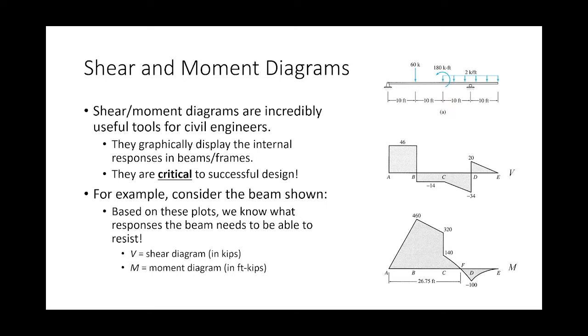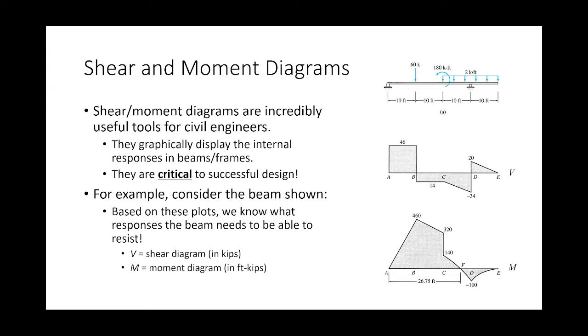I propose to you that this is what the shear diagram looks like, and this is what the moment diagram looks like, okay? Shear diagrams, in a nutshell, are illustrating the change in vertical forces along the beam. That's kind of why we use the letter V to represent shears. And moments are representing the internal bending, the internal flexure inside an element. And they are critical to successful design.